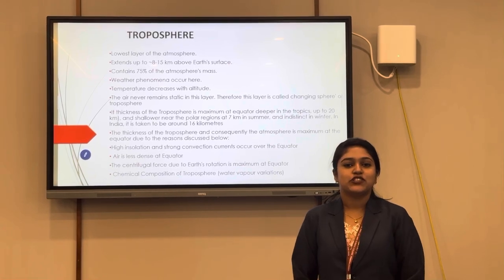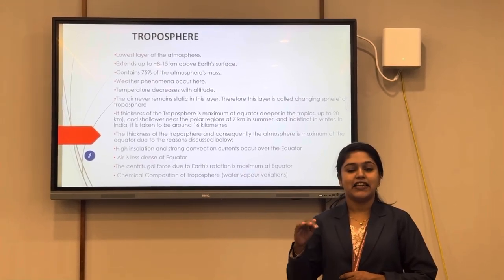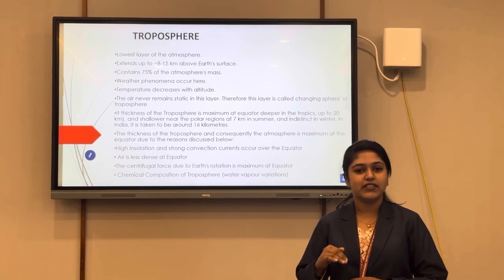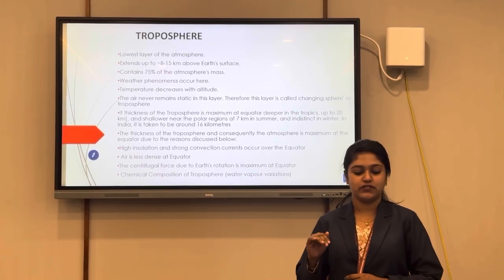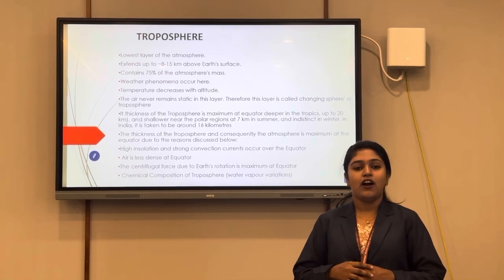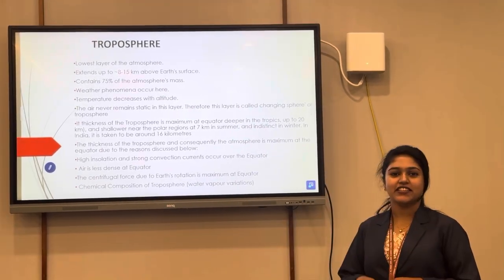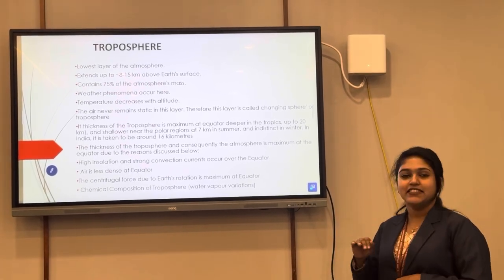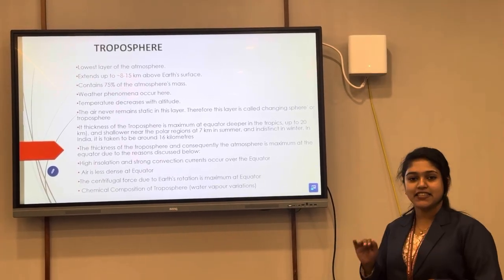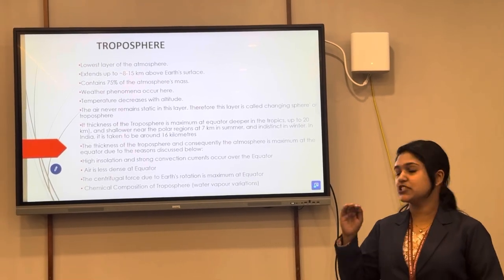The lowest part of the atmosphere is the troposphere, which lies from 0 to 10 kilometers from the earth's surface. It contains 75% of the atmospheric mass. All weather phenomena occur in this sphere. Temperature decreases with increasing altitude. The air never remains static in this layer, so this layer is also known as the changing sphere.